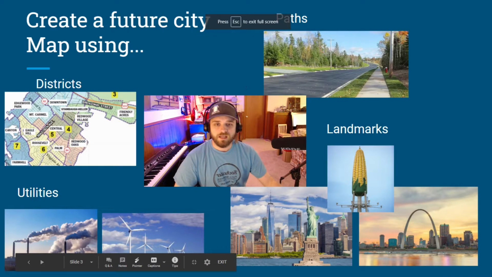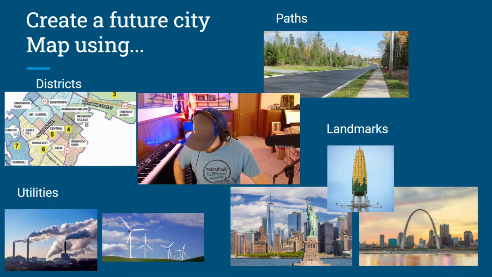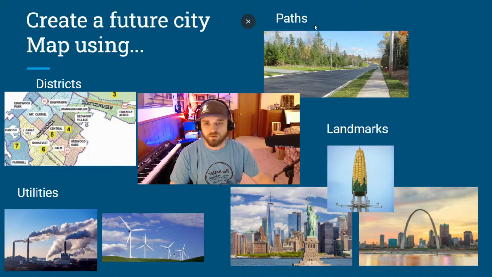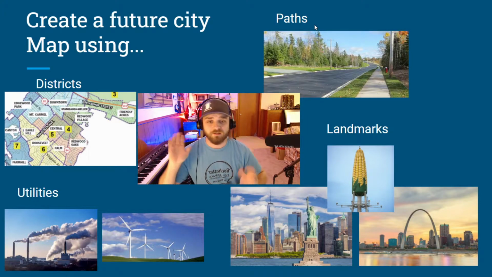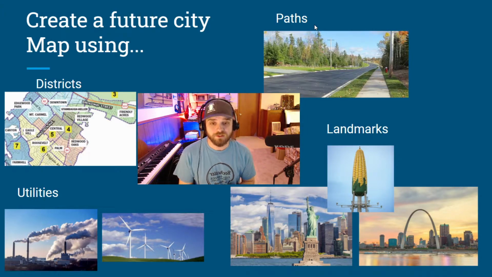You're going to create a future city map using paths. Okay, these are all parts that go into a city. You're going to have paths. Paths would mean sidewalks, roads, or whatever, however people get around in the future.